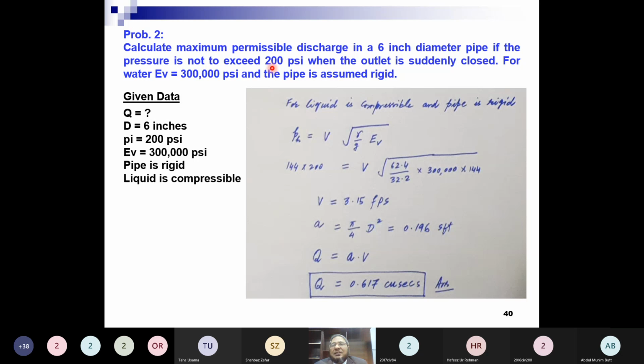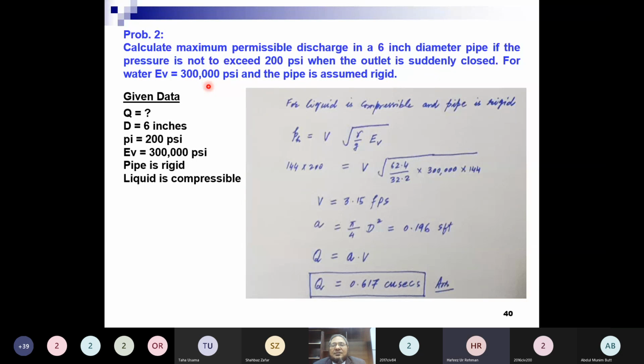And this hammer pressure is a function of what? Velocity. If the velocity of flow is more, this hammer pressure would be more. And we want that this hammer pressure should not increase more than 200 psi. All right? So for water, EV is equal to 300,000 PSI and the pipe is assumed rigid.